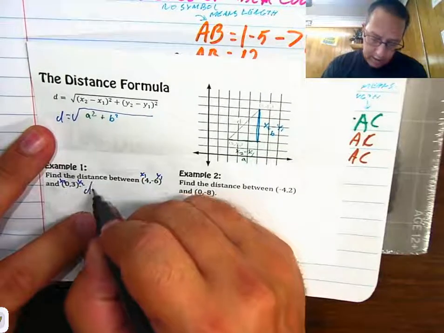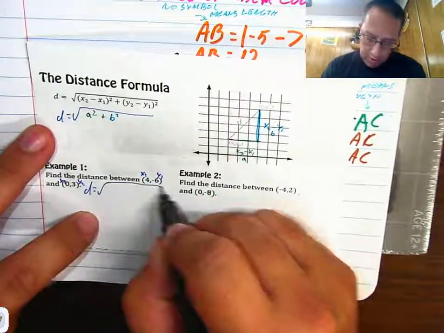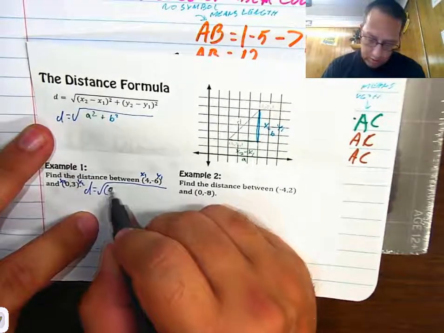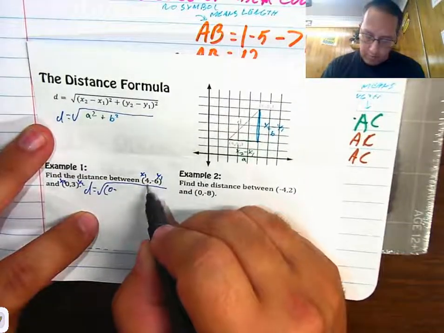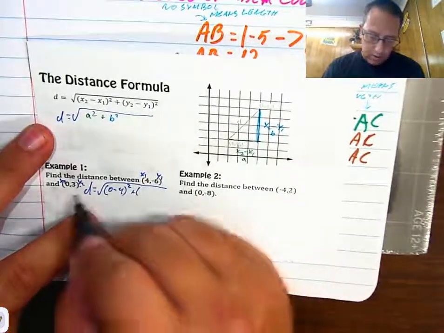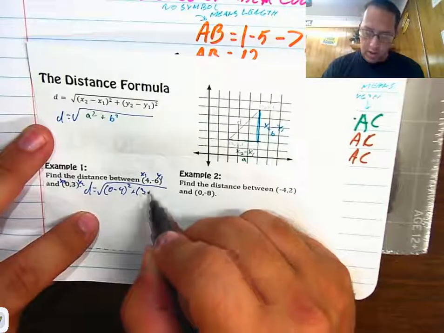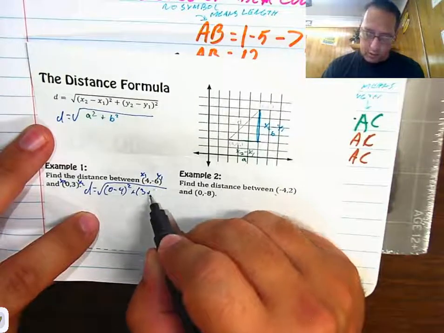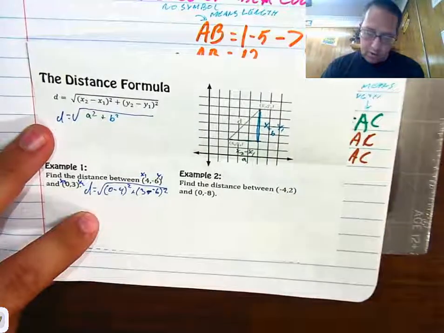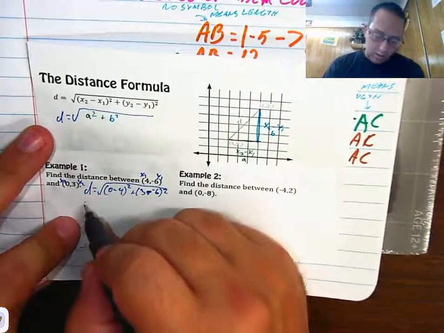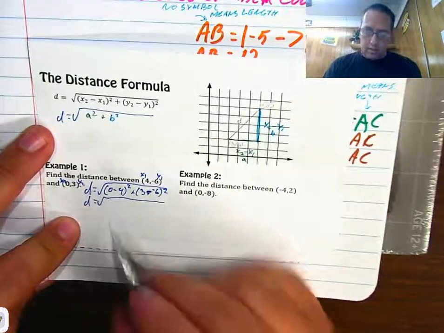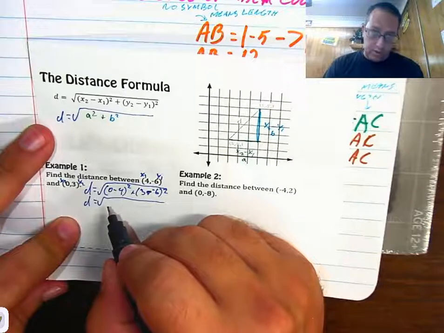So my distance is equal to the square root of x2, so 0, minus x1, 4, squared, plus y2, 3, minus y1, which is negative 6, squared. All right, so my distance is the square root of, 0 minus 4, because parentheses come first, right?